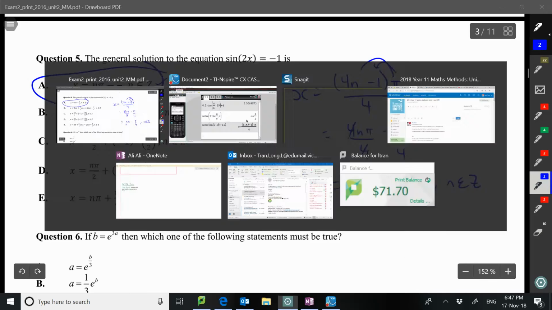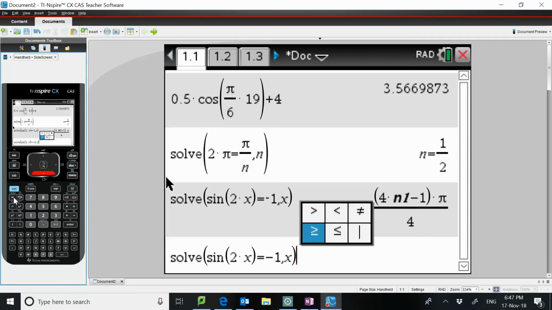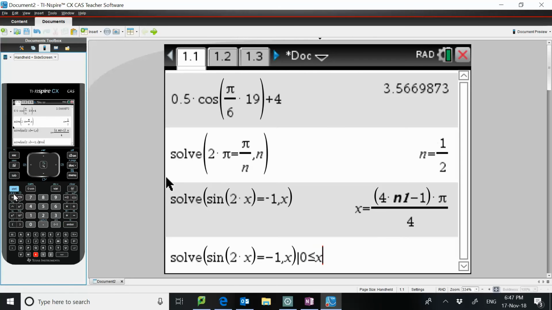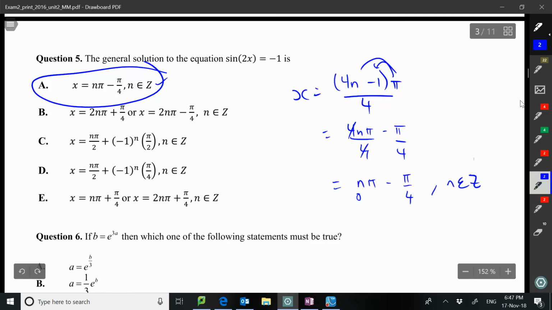But if you get a question where they want a domain, I'll do the same thing, sine of 2 times x equals negative 1, x. But let's say now I want to give a domain. So how do you do it? Control equals, given symbol, and then you tell it from where you want. Let's say it was from 0 to 2 pi. So x is greater than or equal to 0, and less than 2 pi. And you see, it gives me the exact answers. So if you don't give it a domain for circular functions, it will give you a general solution. So even if you sucked at it, multiple choice questions should save you there with a CAS. All right, so that's question 5.